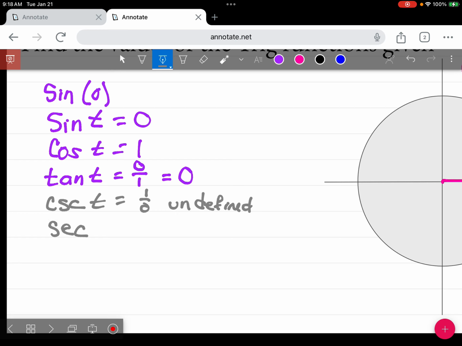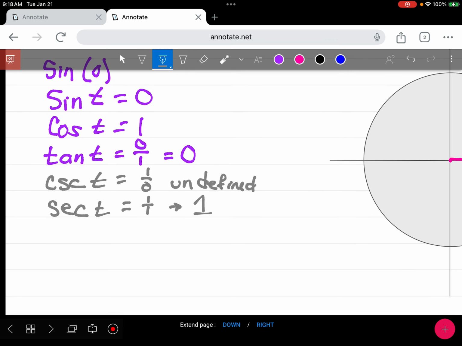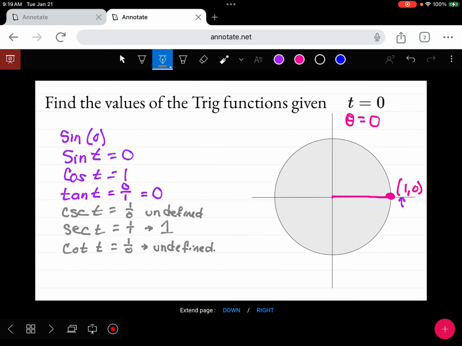So our reciprocal of cosine, giving us our secant, well, that's 1 over 1. That one's a whole lot easier to do. That one's just going to be 1. And then our cotangent of t, that's our reciprocal of the 0 over 1. That's our 1 over 0. And again, we get something undefined. So we are going to have times when we get undefined values, and we're going to have times when we get defined values. And sometimes we'll just get numbers for everything.